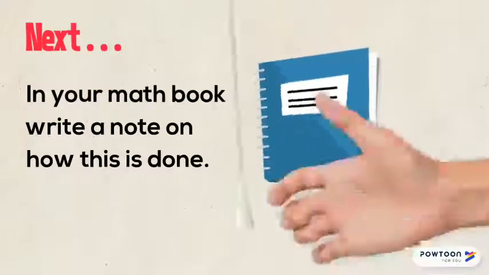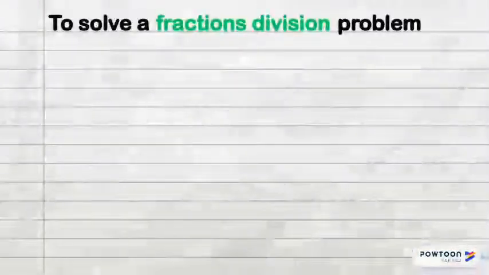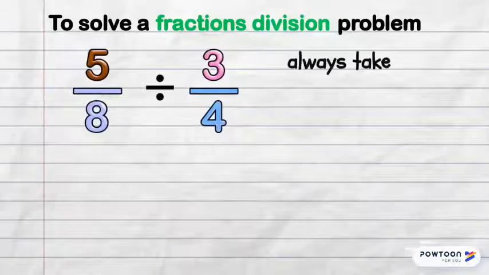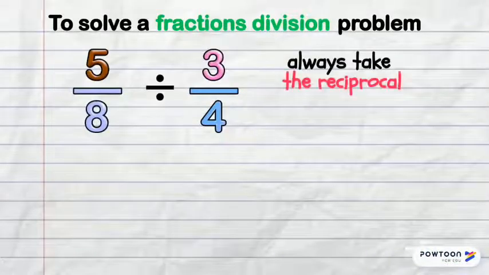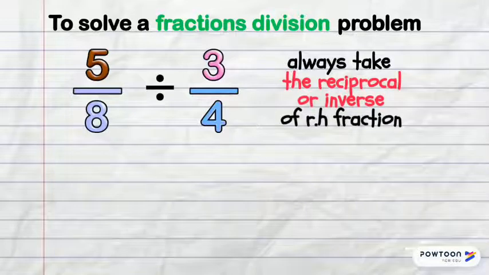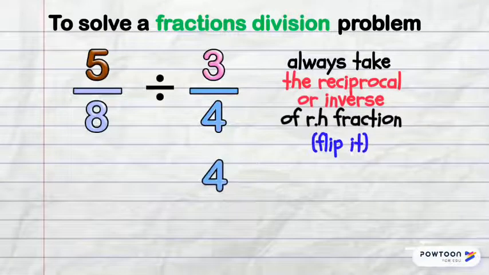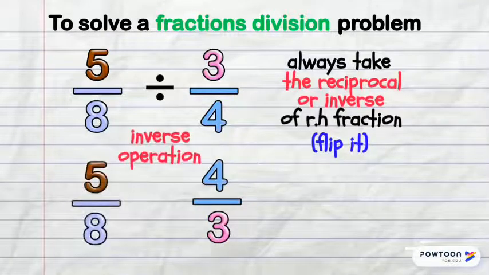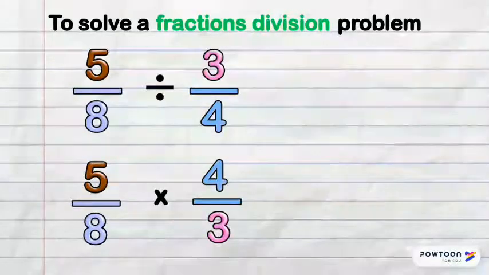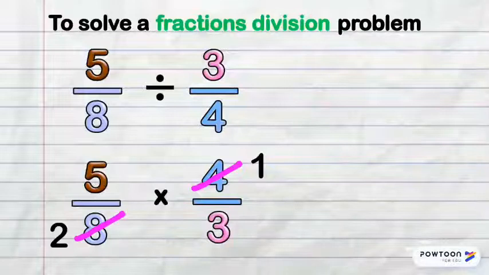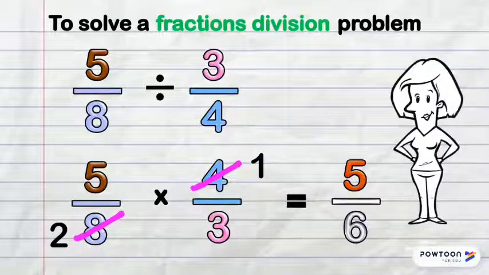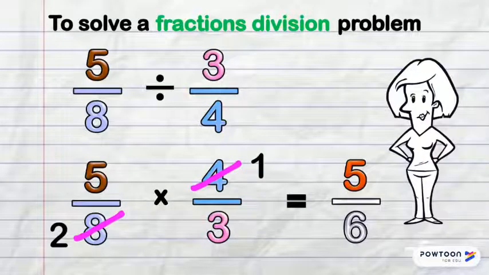Next, in your math book, I want you to write yourself a note on how this is done. So, to solve a fractions division problem, we always have to take the reciprocal or the inverse of the right-hand fraction. We flip it. We use the inverse operation. We change the sign from divide to multiply. Then we reduce and multiply, and that's it. Once you've done the note, go ahead and start practicing. Develop your math muscle.